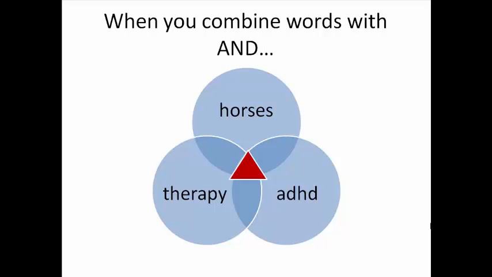And is used to combine your different concepts. So therapy and horses and ADHD only finds those articles that mention all three of these terms. There might not be very many of them. So the more ands you use, the fewer articles you're going to retrieve, but hopefully they will be more relevant.